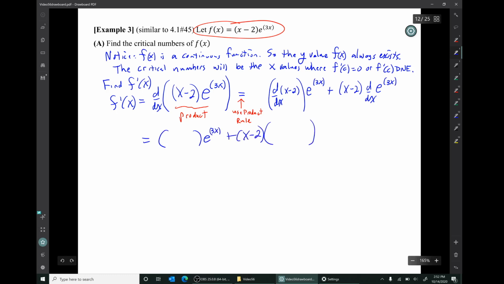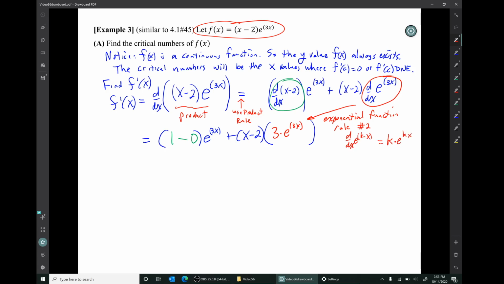Start by copying down all the stuff that's not going to change. Now the derivative of x minus 2 is going to be 1 minus 0. The derivative of e to the 3x is going to be 3 times e to the 3x, using exponential function rule number 2. Remember that rule: the derivative of e to the kx is k e to the kx. All right, let's clean this up.